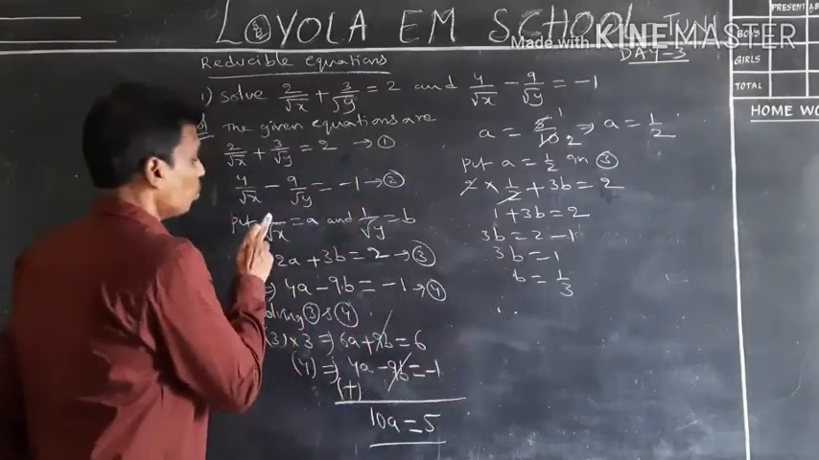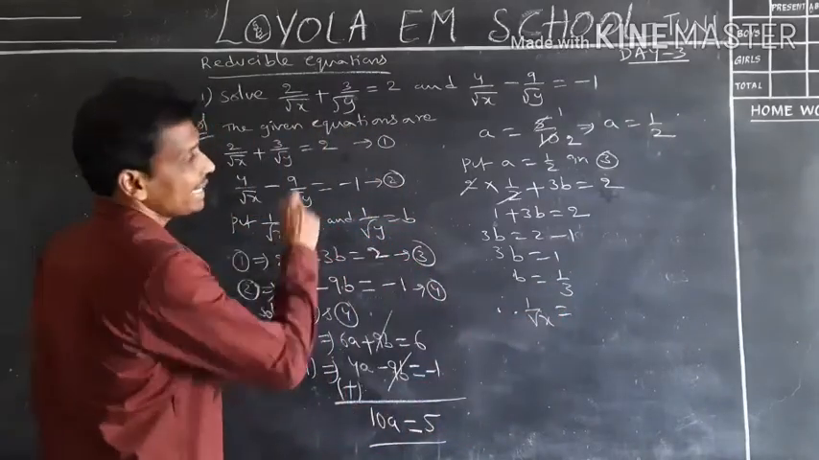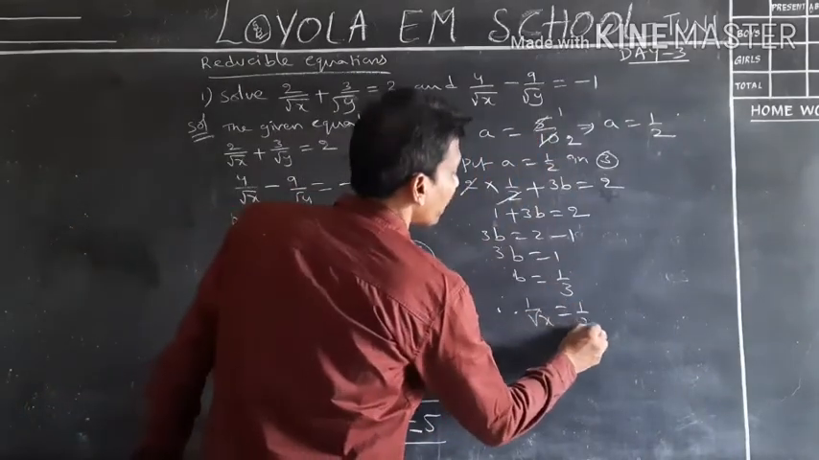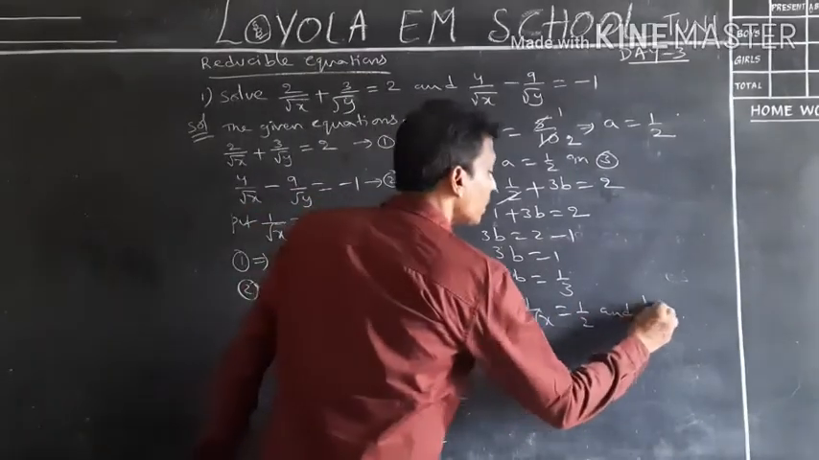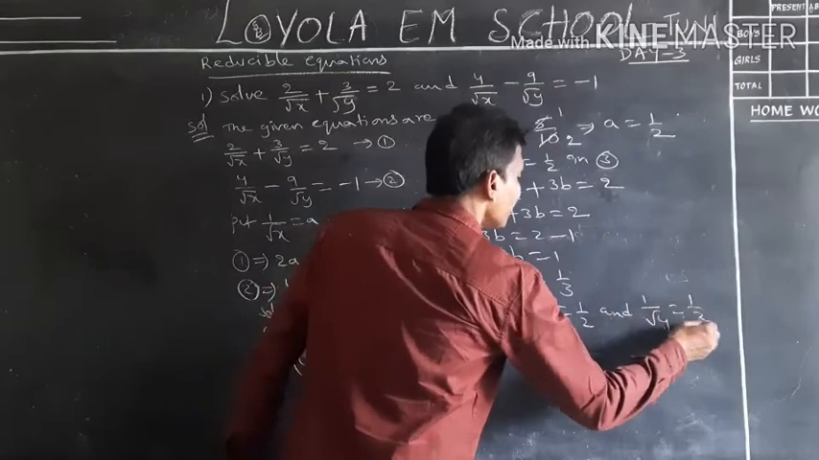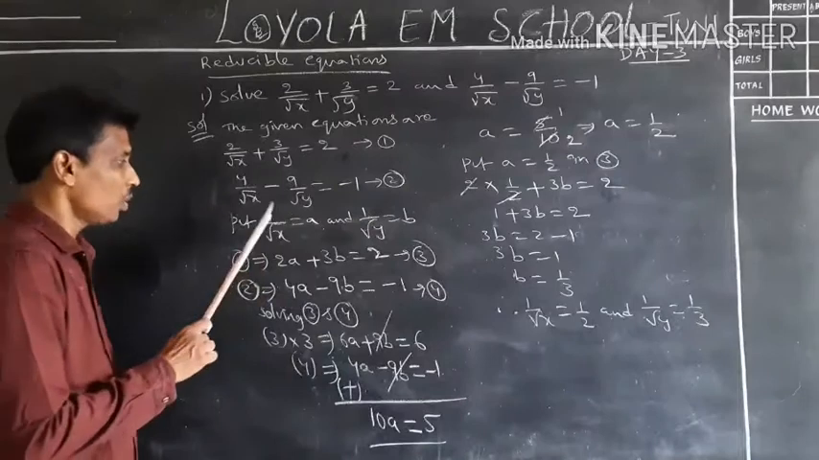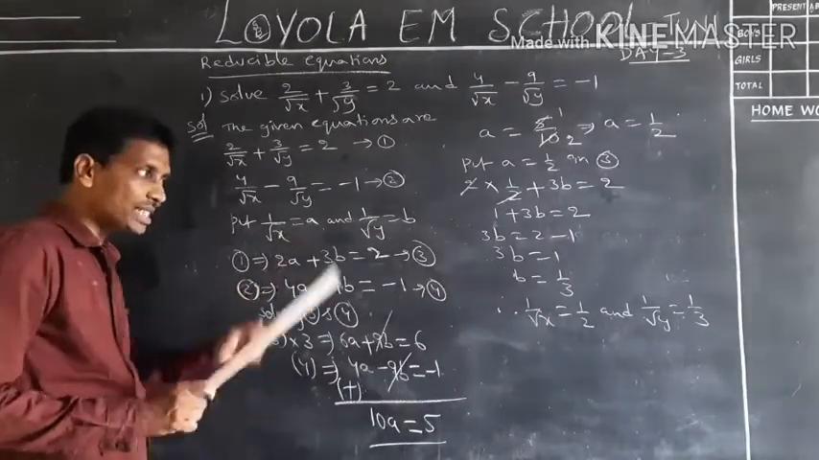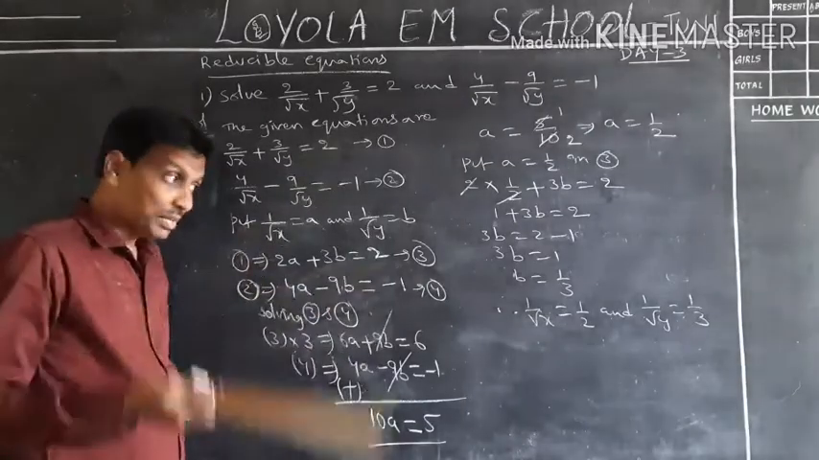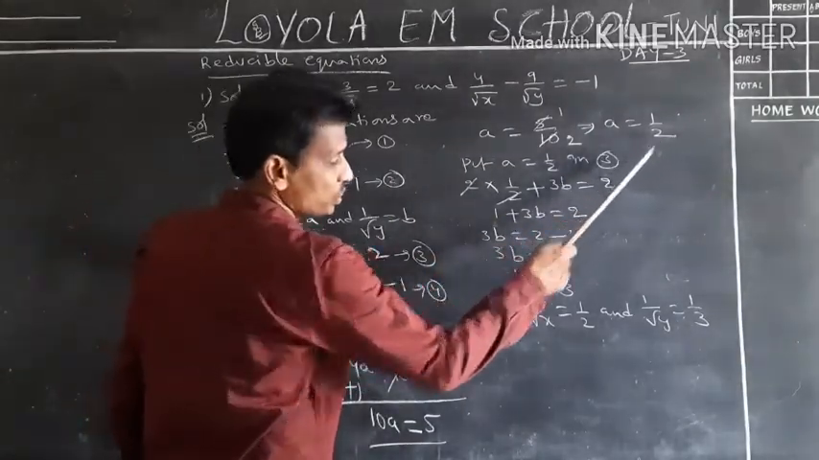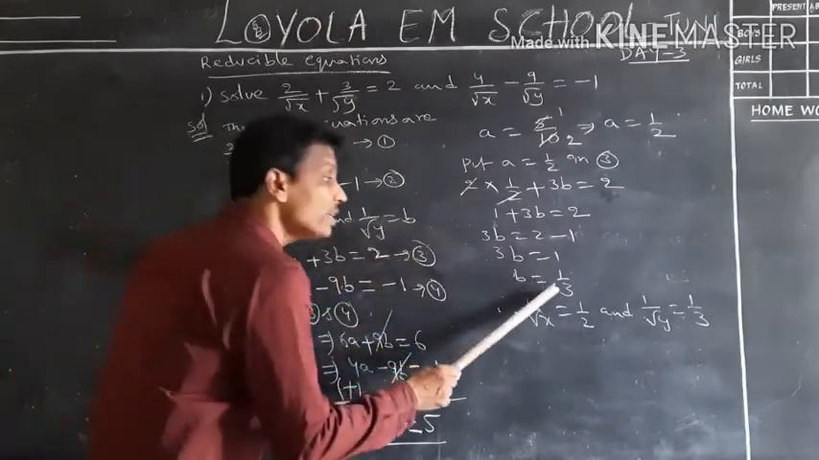Therefore 1 by root x is equal to a value. How much is it? 1 by 2. And 1 by root y is equal to b. Here you see, once 1 by root x is equal to a, that is the case of finding a and b values. 1 by root x I am equating to a value. A value is 1 by 2. 1 by root y we would like to equate to b. B value is what? 1 by 2.